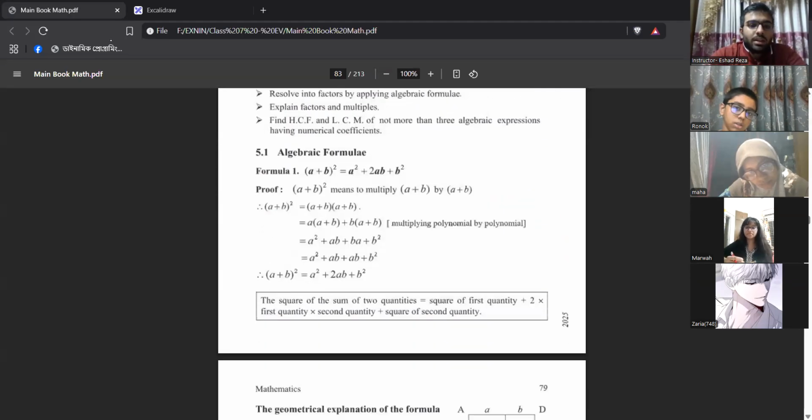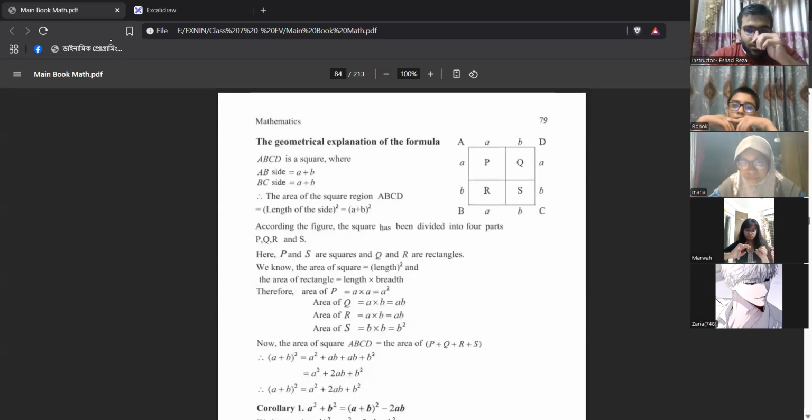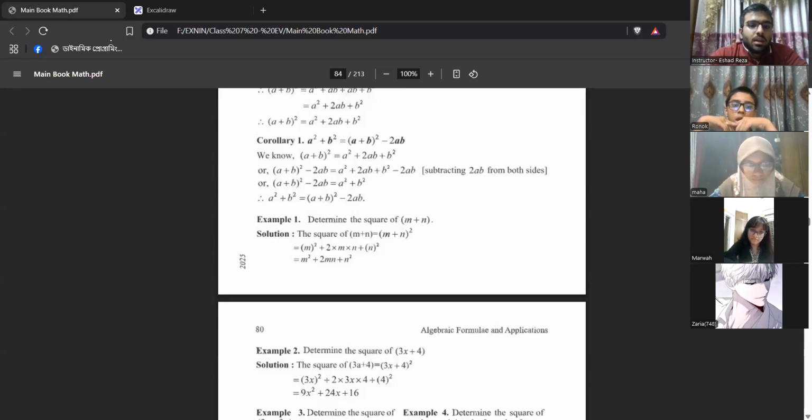So here you can see that they derived A plus B whole square is equal to A square plus 2AB plus B square in their own way. What did they do? Multiplying polynomial by polynomial, and so on. You guys know what I did. That's simpler. Just follow that. And there's a geometrical explanation of the formula. You guys do not need this. This will never appear in your exams. And this actually looks more complex. Okay. Oh, I forgot about the corollaries.